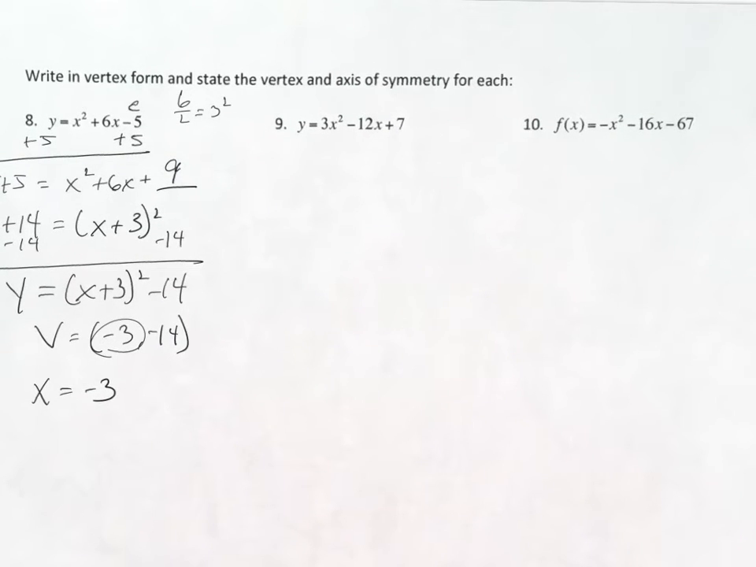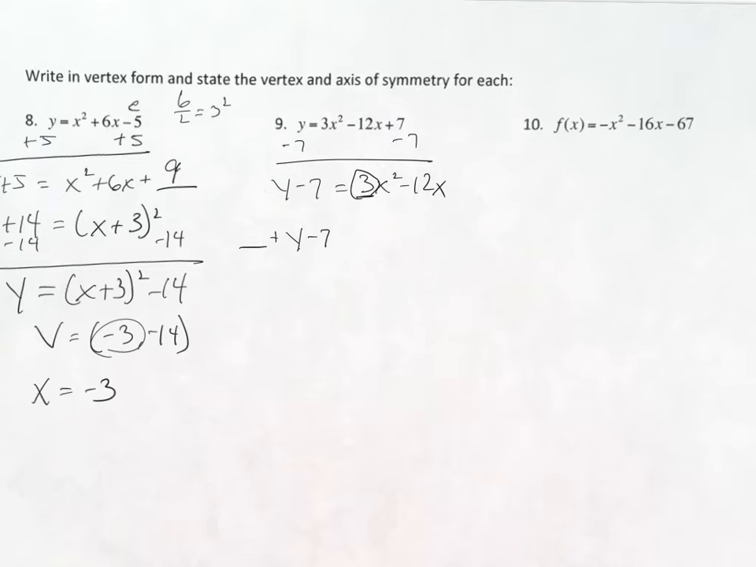For 9 again, same idea. First thing you do is move the 7. So we have y minus 7 equals 3x squared minus 12x. Well, you cannot complete the square with this value of 3. So we're going to have to factor that out. So this side is still y minus 7.